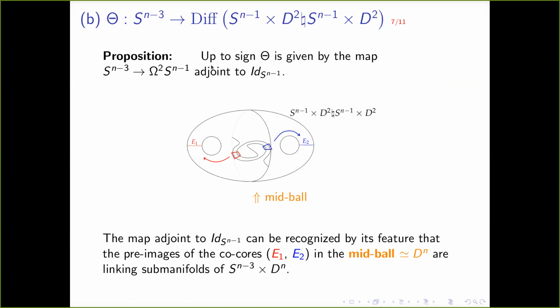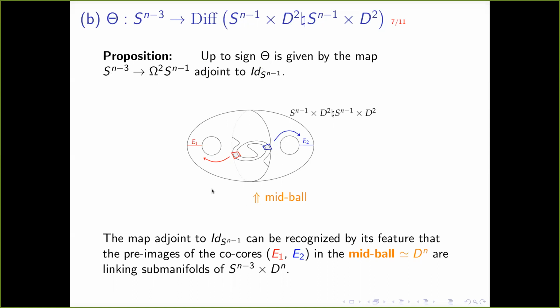So up to sign, I claim that our barbell diffeomorphism family, in that splitting of the fiber preserving diffeomorphism group, there was this factor coming from double loops of the sphere, and there's a very particular element here, the adjoint to the identity map on the sphere, where you move two suspension parameters over to double loop parameters. And I claim that up to sign, that is our map theta. And the proof is actually not so bad.